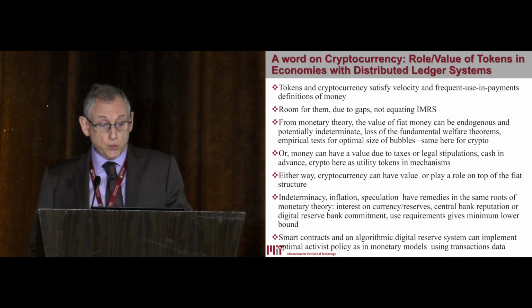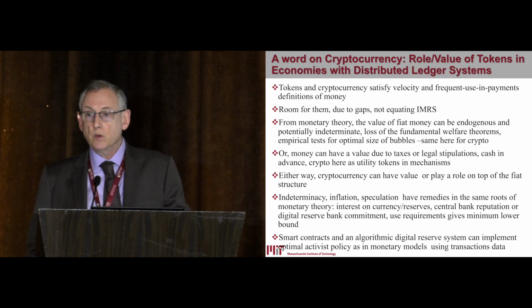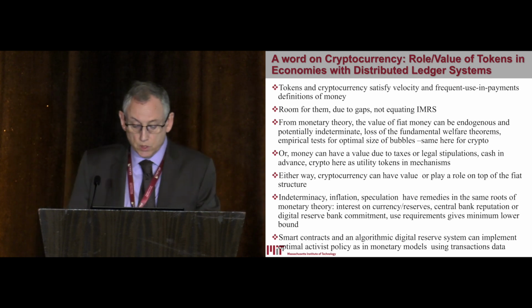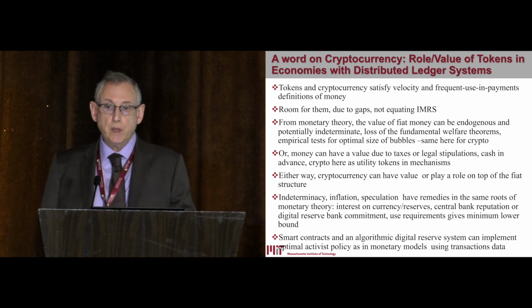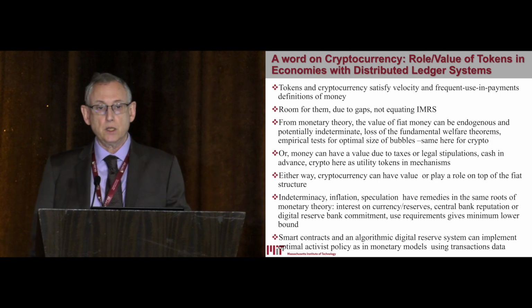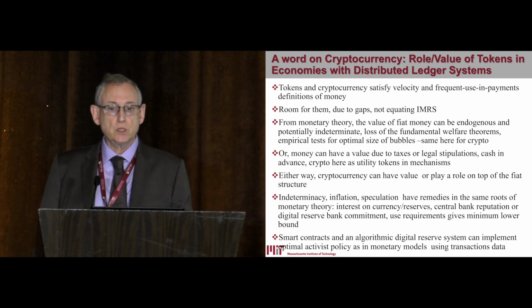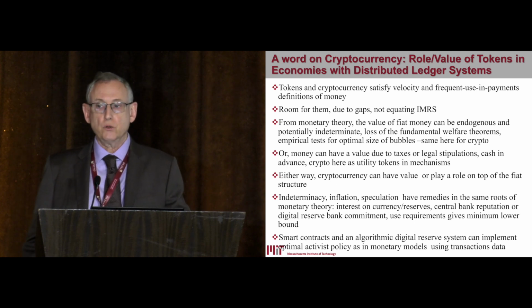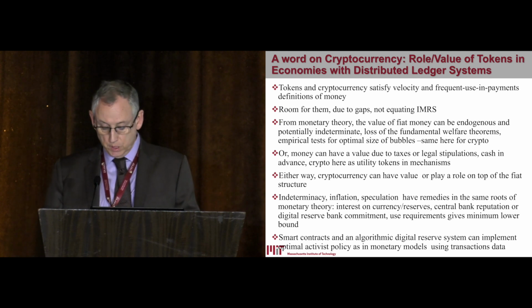The indeterminacy, inflation, and speculation have remedies in the same roots of monetary theory: things like interest on currency, interest on reserves, central bank reputation, or in the crypto context, a digital reserve bank commitment for how it's going to implement its token reserve policies and requirements for use, giving a minimum lower bound to the value of the currency. So smart contracts and algorithmic digital reserve systems can implement optimal activist monetary policy. I should have written optimal activist token policies, using the transactions data that you would get from a system like LightNet.